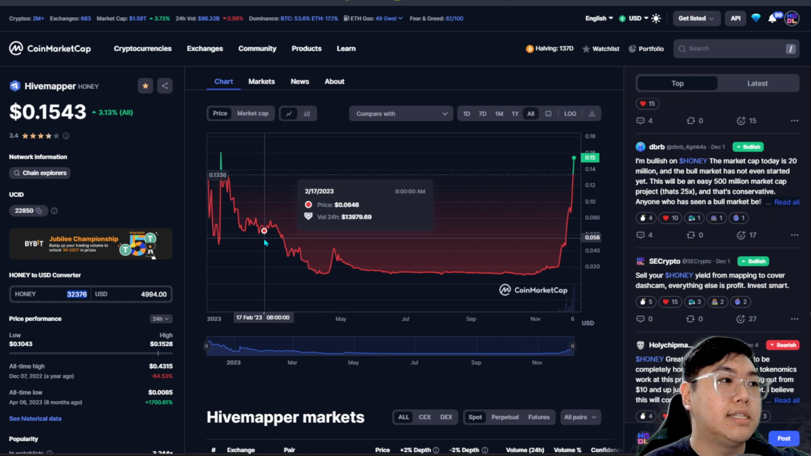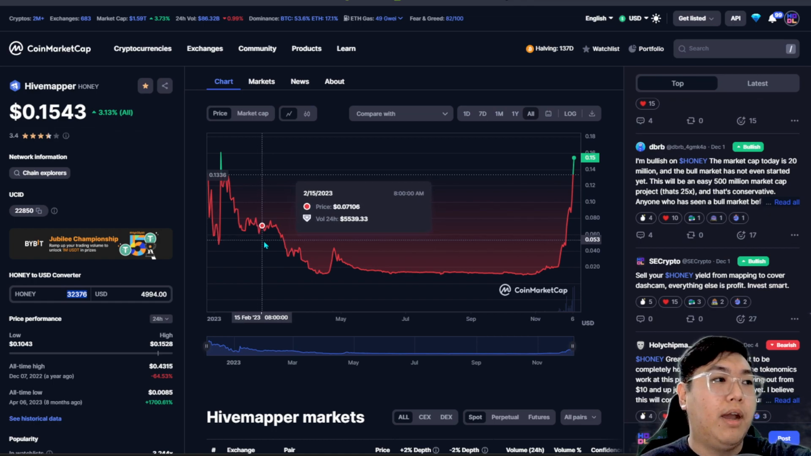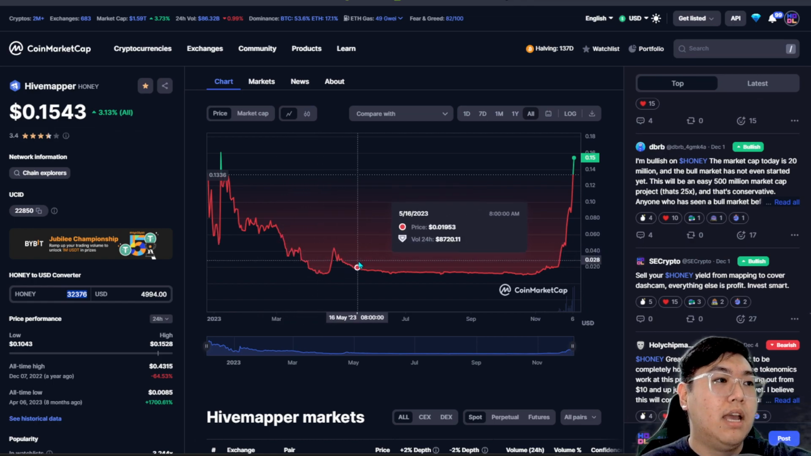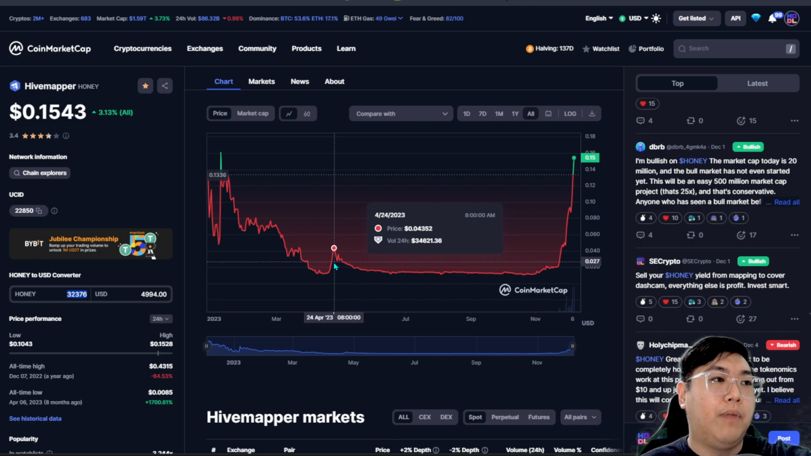So I would say I started in February itself. When I got the dashcam itself, it was around 7 cents. But eventually, the price of this Honey itself was pretty much worthless all the way until over here. Even though it pumped, I did not really notice the pump or whatsoever. I did not really touch my Honey token. I just left it there.